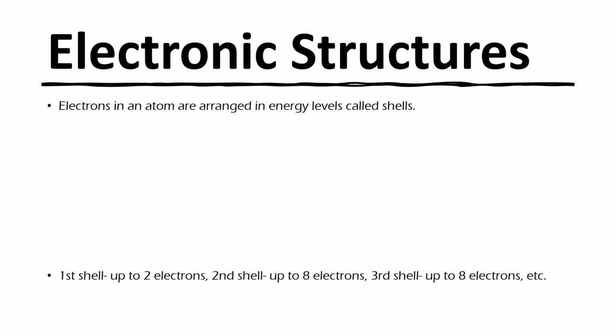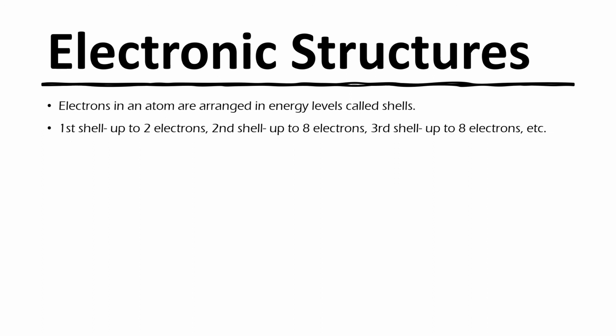Next, we're going to look at the electronic structures. So electrons in atoms occupy energy levels, which are also called shells. And each shell can hold a certain number of electrons, and the lowest energy shell, which is the one closest to the nucleus, is filled first. So the first shell can hold up to 2 electrons, and every next shell can hold up to a maximum of 8 electrons.